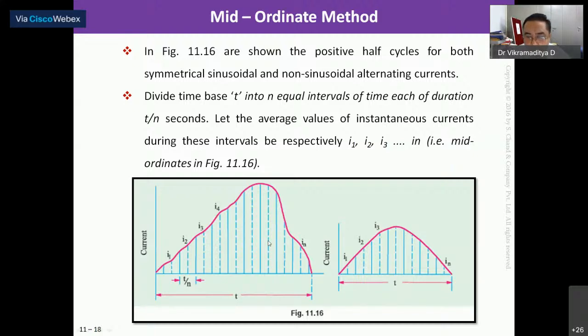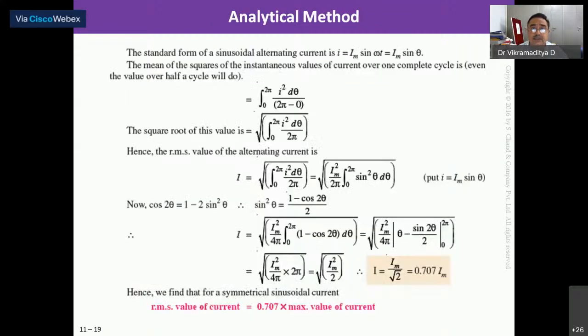Okay, and then you can calculate the RMS value by the method: under root of I1 square plus I2 square plus I3 square divided by total n, that is, find out the mean square and then take its under root, and you will get the corresponding RMS value. This is the analytical method which is being widely used. In the analytical method, you simply have to go to the definition: root mean square, starting from the last.